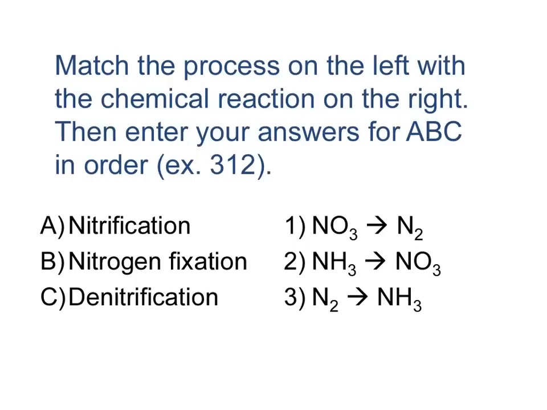Nitrogen fixation is where nitrogen gas from the atmosphere is turned into what we call ammonia or ammonium ions. And then those ammonium ions are converted into nitrates, and that's called nitrification. And to complete the cycle, nitrates are converted back to N2 into the atmosphere, and that's called denitrification. So let's see that in the next slide.